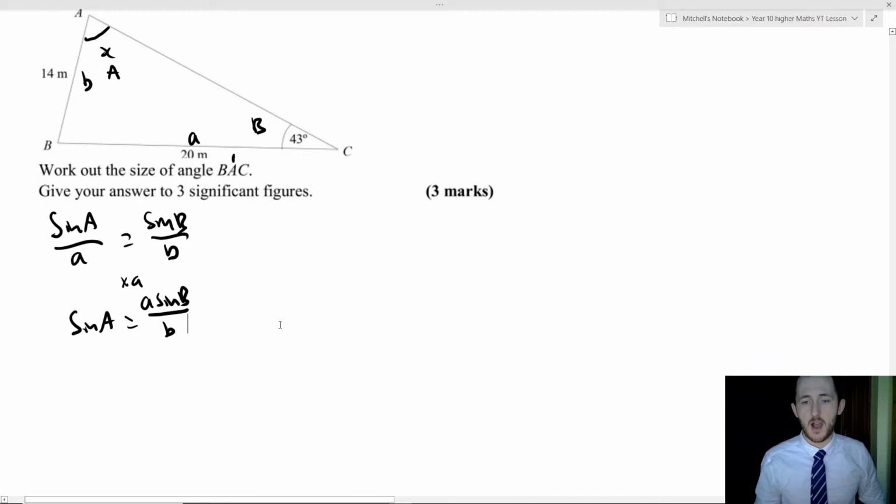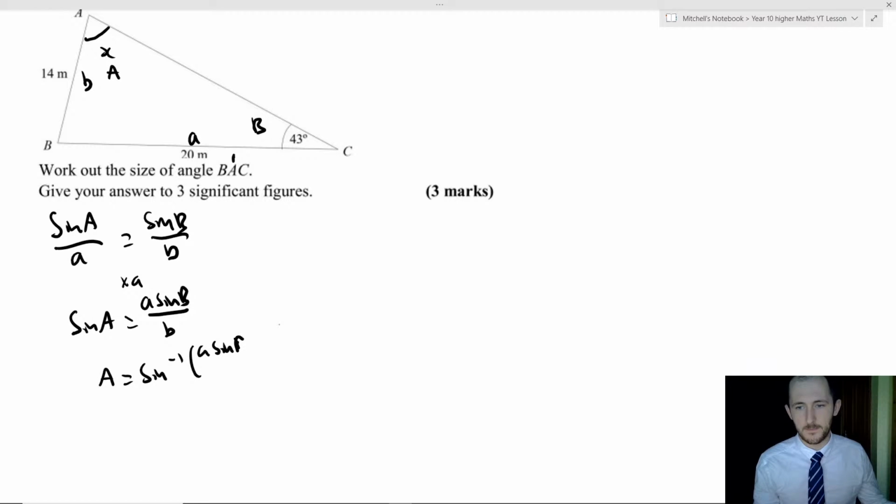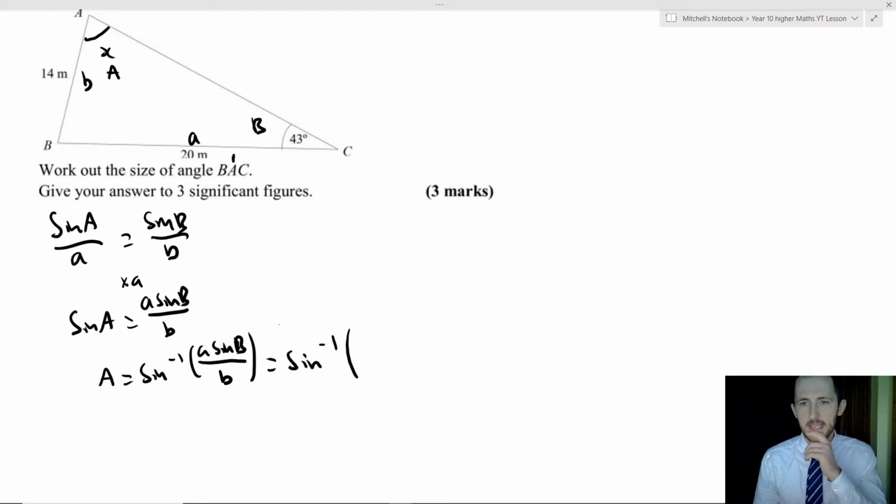And again, since we're working out an angle, what we want to do is inverse sine it. So we have A equals inverse sine of a sine B over b. Oh God, don't know why I'm struggling to write. Now let's sub in the numbers. a is 20, and it's in meters this time. Sine of angle B, which is 43, over 14.